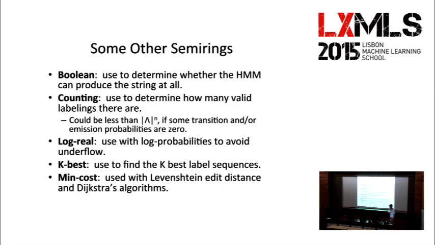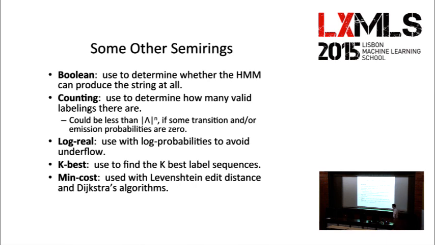Here are some other semi-rings that are interesting. The Boolean semi-ring just has 0 and 1. And the plus and the times become or and and. This corresponds to a very symbolic logical processing where you're just checking, could the HMM have generated this sequence or not? I don't care what the numbers are. I just want to know if it's possible. You can also use semi-rings to count how many different labelings there are, if I use integers. If I want to use logarithms, there's a log version of all of this where you're using log probabilities and you introduce a log add operation for the forward algorithm. There are k-best algorithms that find the top k sequences of states.